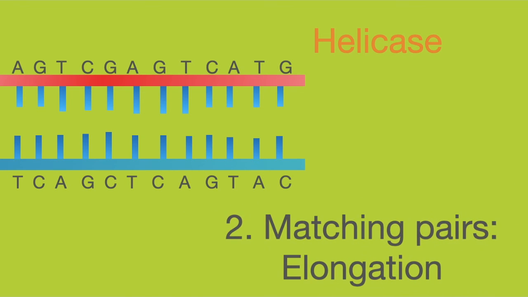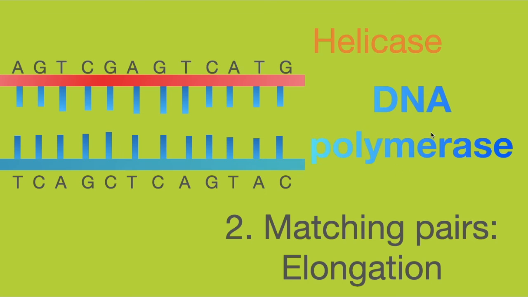Now the second step, after we did this step, is to match the pairs. This process is called elongation. We're going to use DNA polymerase, and DNA polymerase is going to construct the matching pairs to these letters. For example, G would be C, T would be A. And it's going to use primase to do this. But now we run into a problem.